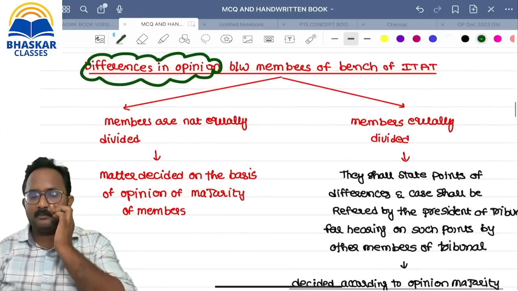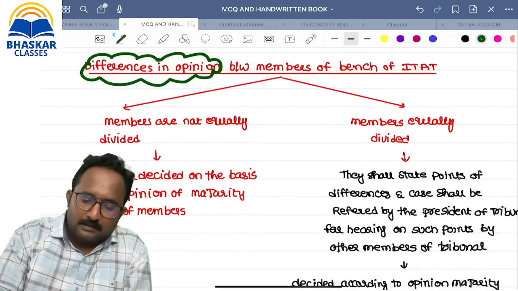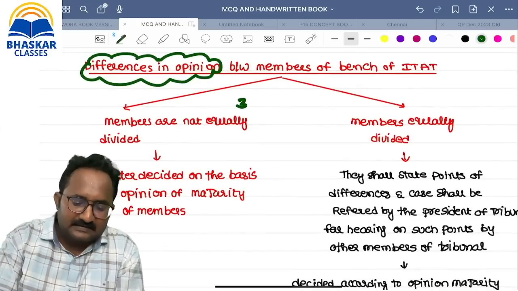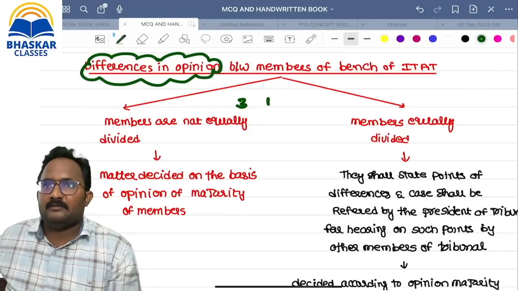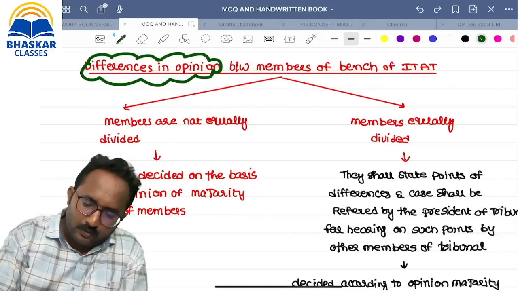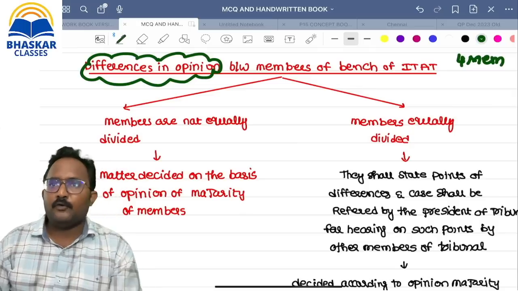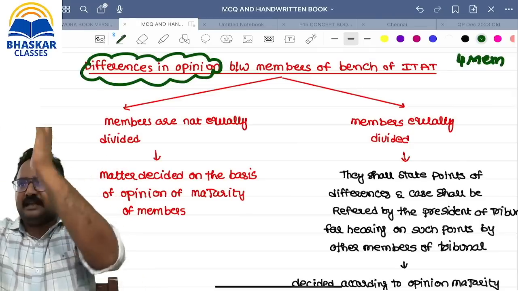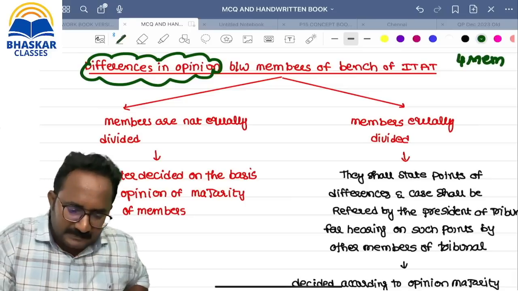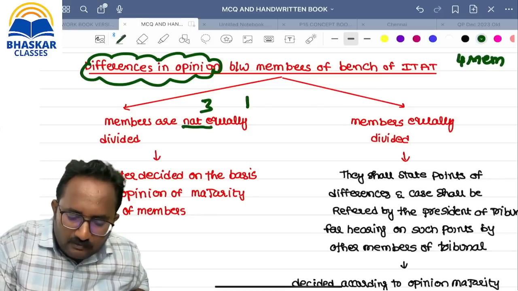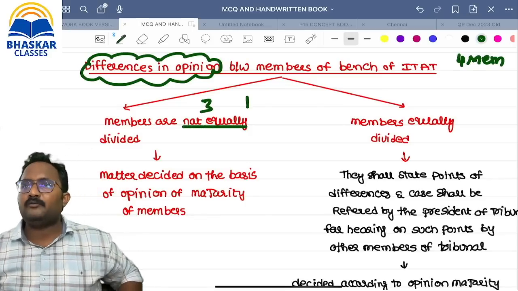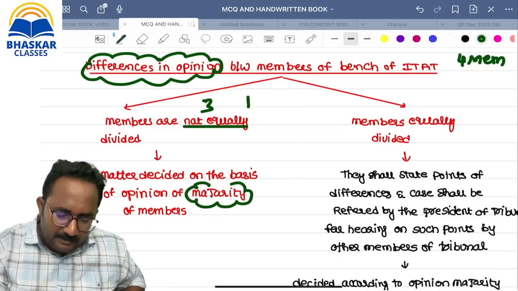Suppose in the bench 4 members are there. 3 members are saying one opinion, 1 member is saying another opinion. Equally divided or not equally divided? Not equally divided. Remember, 4 members. If 4 members agree with each other, they have a single opinion, no issue. If 3 persons have one opinion and 1 person has a different opinion, it is not equally divided. What we need to do? The opinion of the majority will prevail.